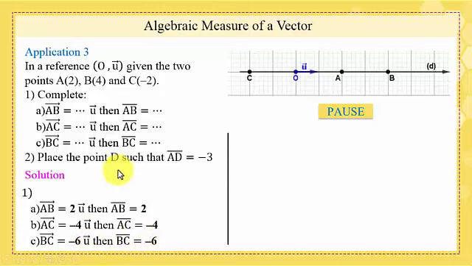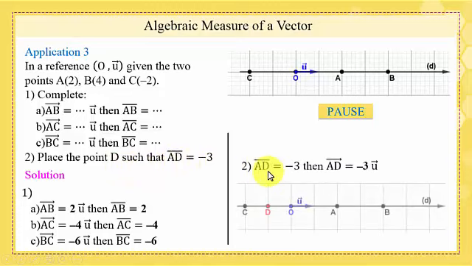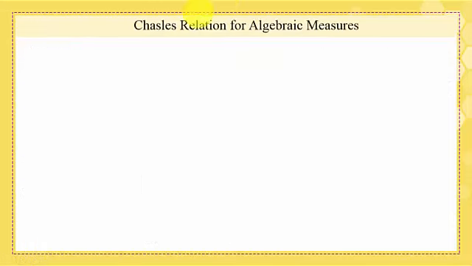Part 2, place the point D such that AD bar equals minus 3. AD bar equals minus 3, so we can say that vector AD equals minus 3U. From A to D we have 3 units to the left, in a way that vector AD and vector U have opposite sense. 1, 2, 3. So D here is in this position. Chasles' relation for algebraic measures.